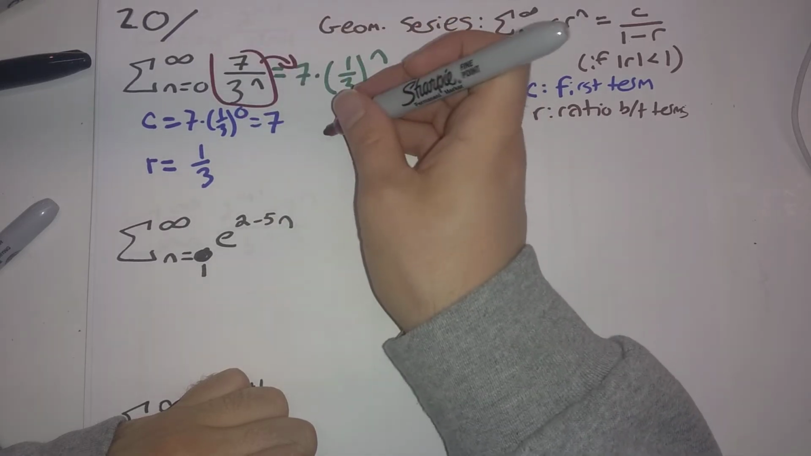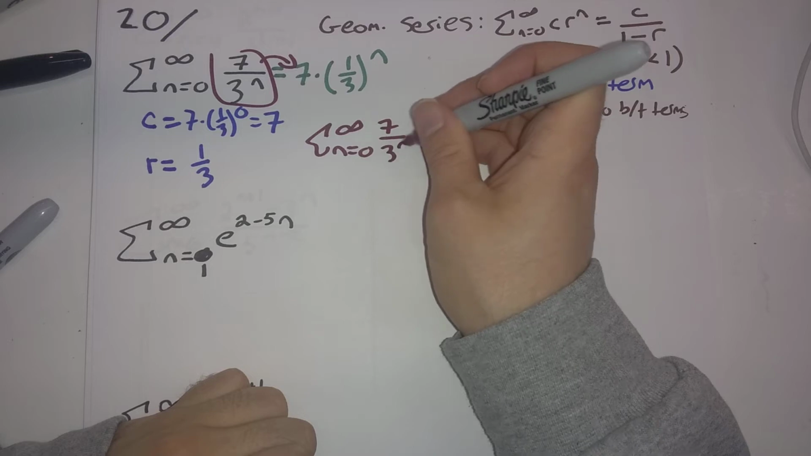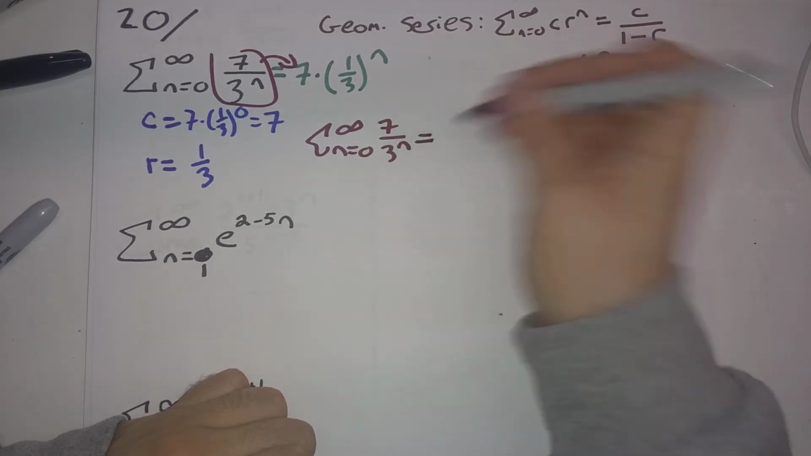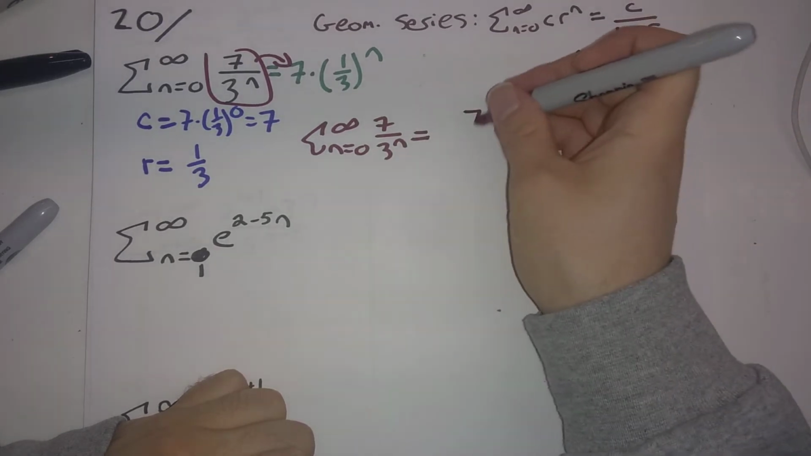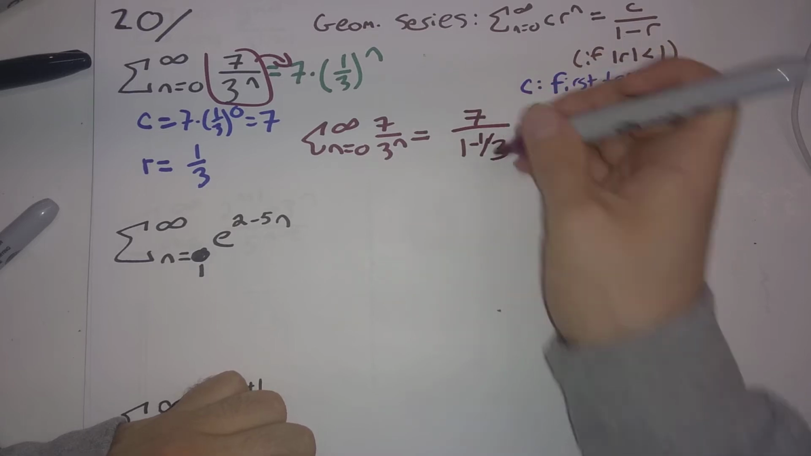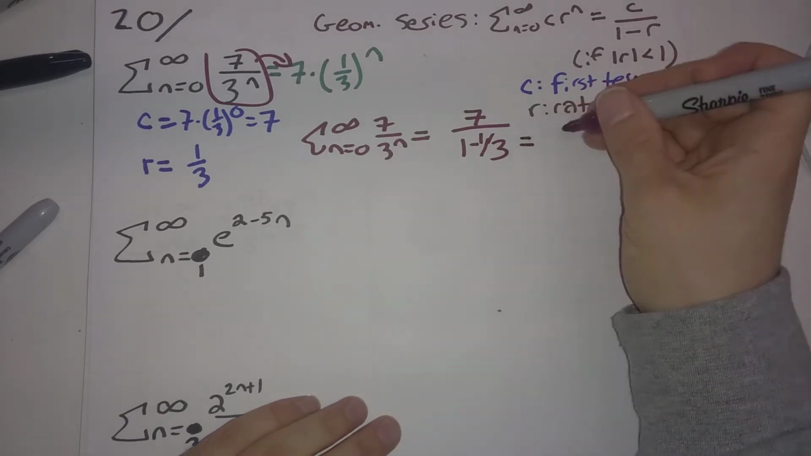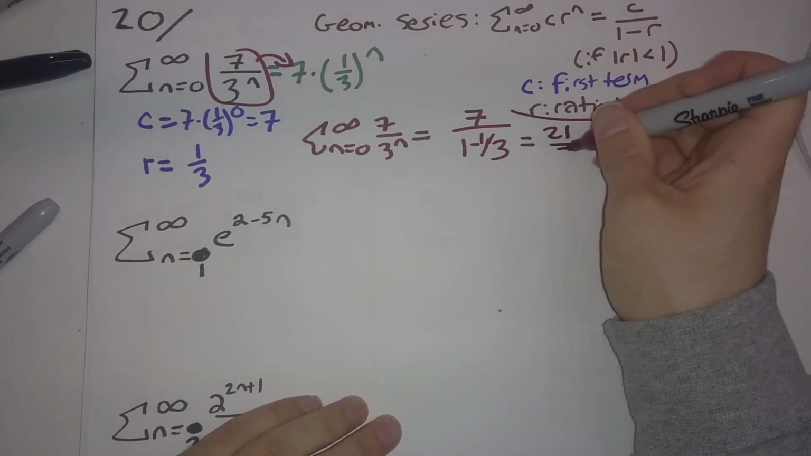So the overall series, the sum from n from 0 to infinity of 7 over 3 to the n, is equal to 7 divided by 1 minus 1/3. If you simplify things, this ends up as 21 over 2.